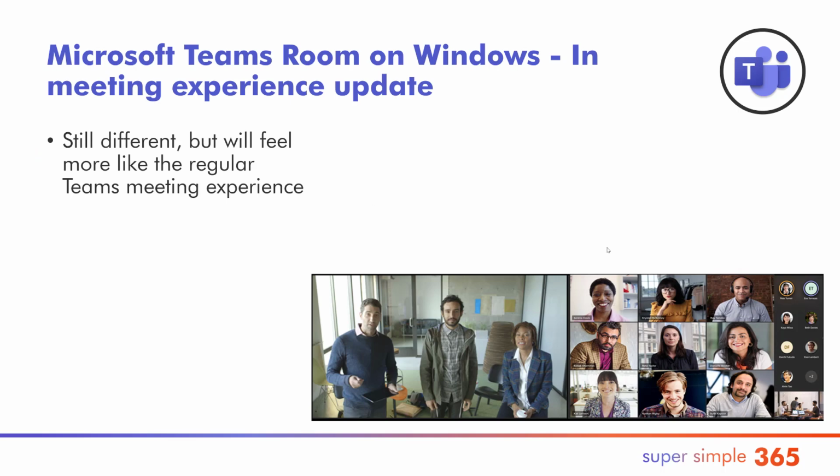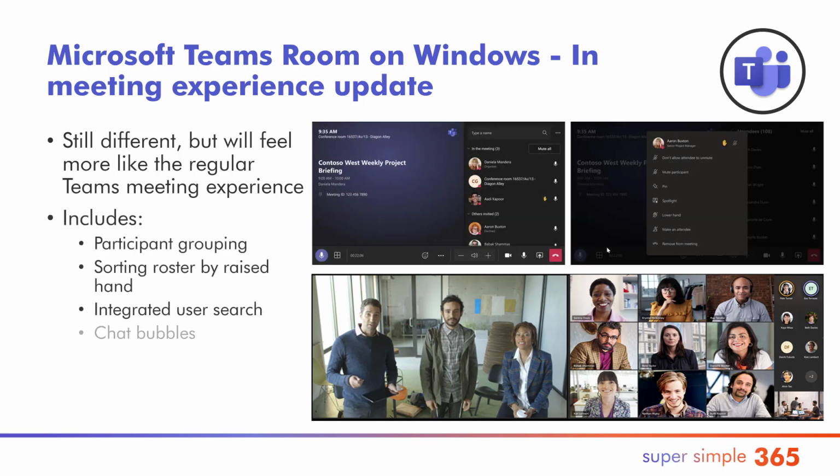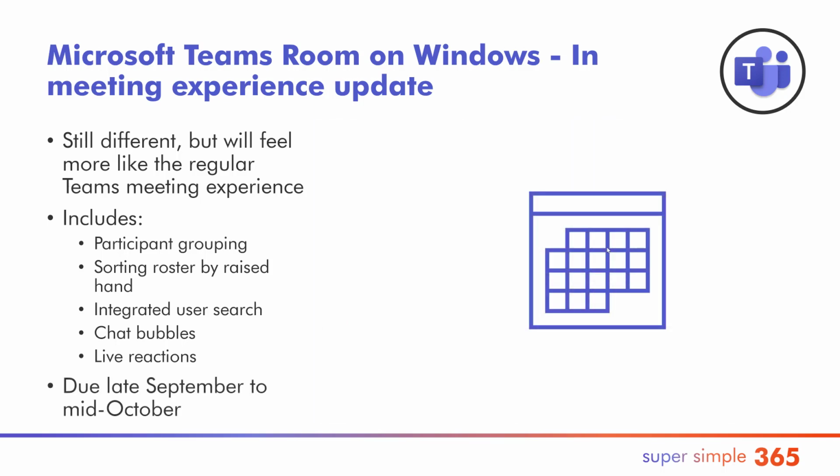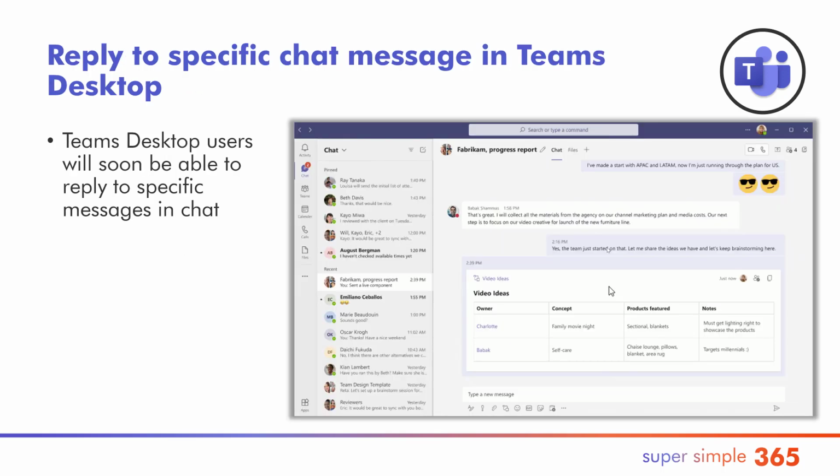Okay, so on to our first full update. If you are a Teams Room user, it might be that you feel a little bit left out because some of the features lag behind or the experience really is quite different. So they're going to bring the Teams Rooms experience in line a bit more with the regular Teams meeting. It'll still be different, but you're going to get some of the regular Teams meeting features coming in. So participant grouping, sorting by raised hand, the user search, the chat bubbles, the live reactions, all the stuff that you're used to. That is due anytime now, between now and the next couple of weeks. So between now and mid-October.